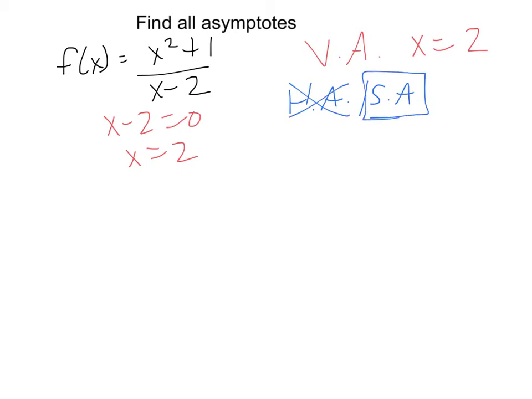Yeah, we get our opportunity to find a slant asymptote. How do you know it's going to be a slant asymptote? Because the degree in the top is 1 greater. Now, let's do a little synthetic division.